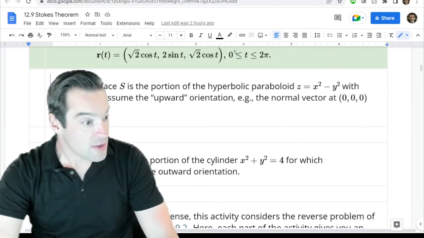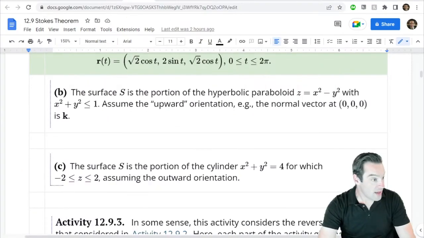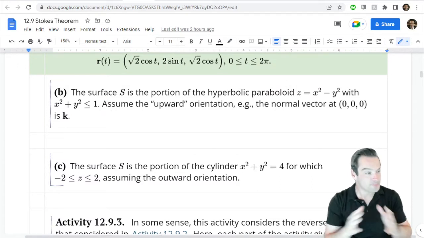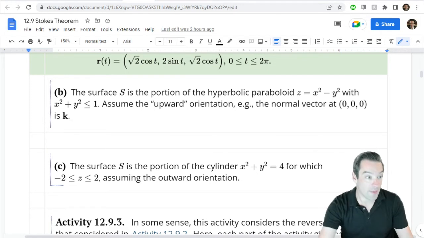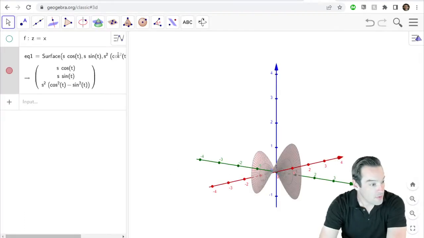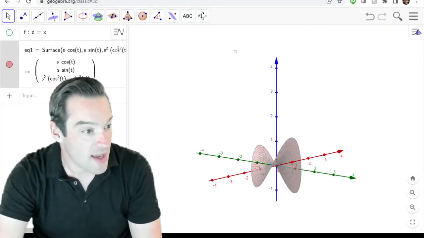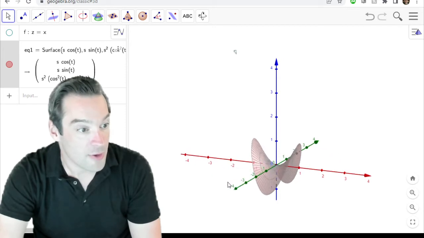So what I'd like for you to work on next would be, let's just do part B. So it's the portion of the hyperbolic paraboloid. This is the saddle surface, x squared minus y squared equals z, for x squared plus y squared less than or equal to 1. So here's our surface. This is the hyperbolic paraboloid z equals x squared minus y squared for just the x and y values that are within the unit disk in the xy plane.